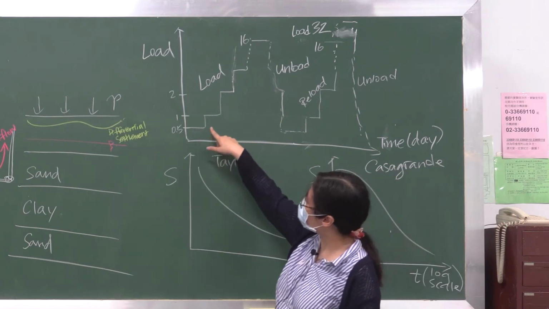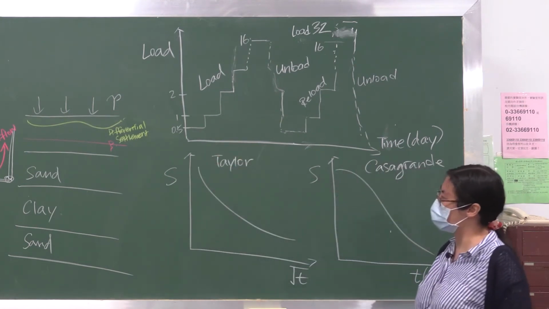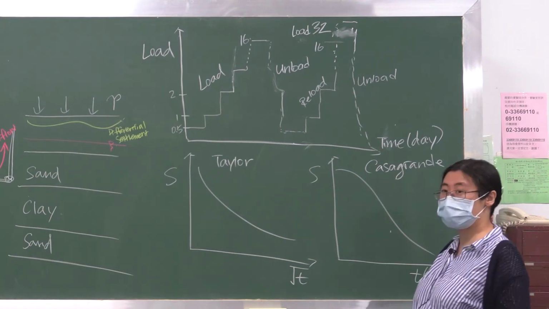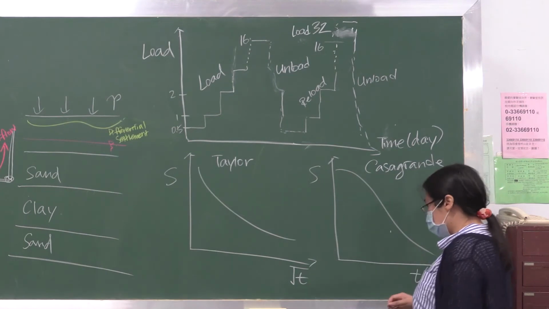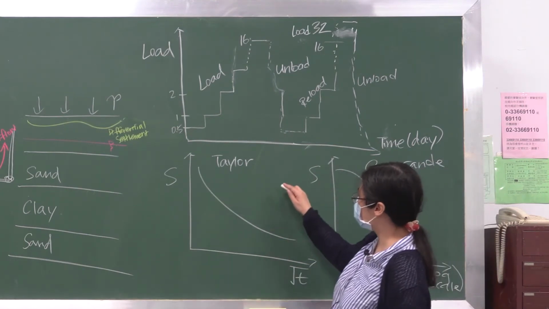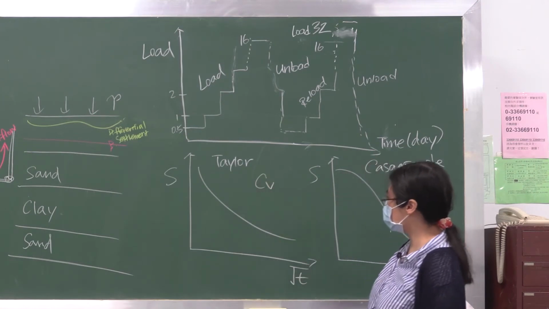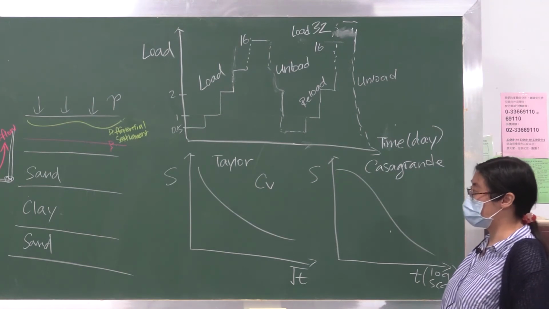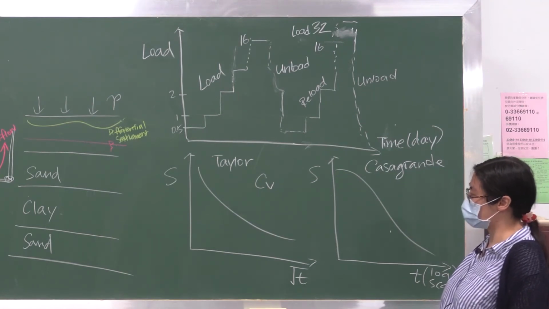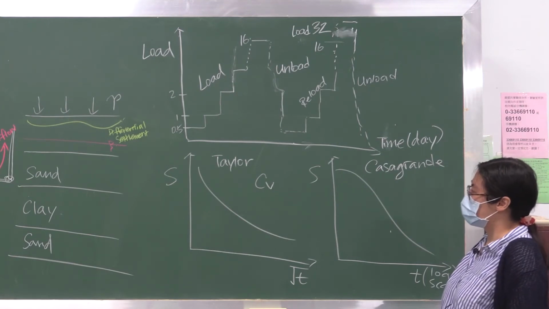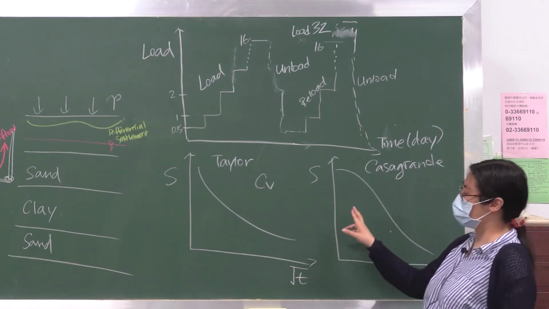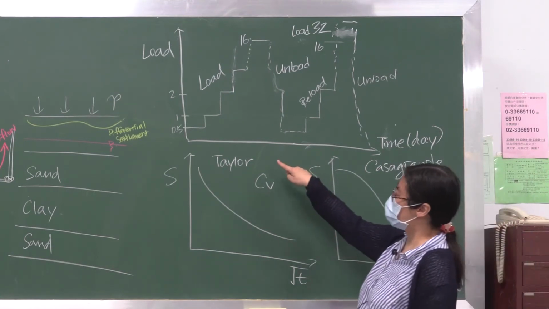In each load increment, what we would expect is you can evaluate the relationship between settlement and time. What we want to evaluate or come up with is a parameter called C sub v. C sub v is the coefficient of consolidation. In your soil mechanics class, your instructors should have discussed two methods that we can use to figure out the parameter Cv, based on two fitting methods. One is the Taylor's method.